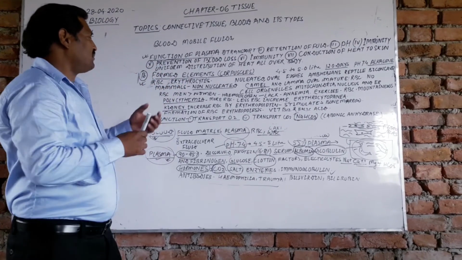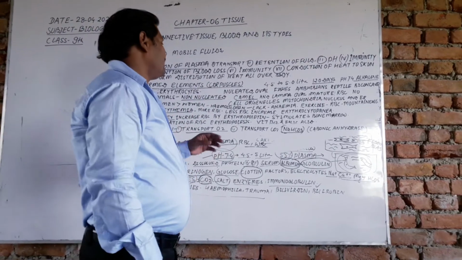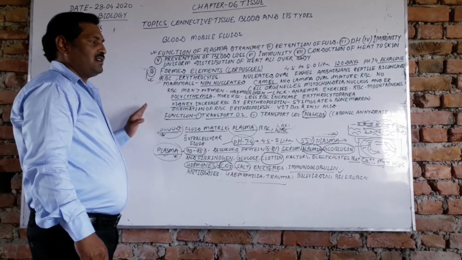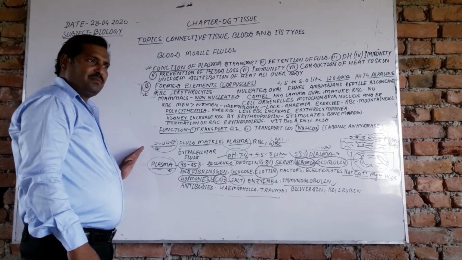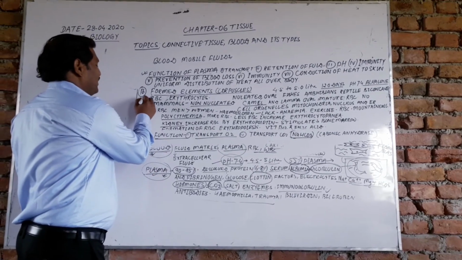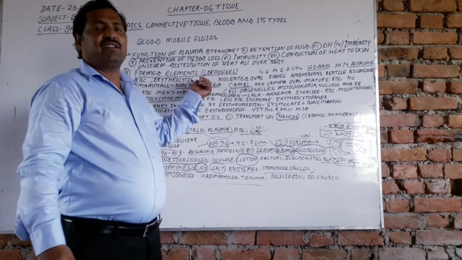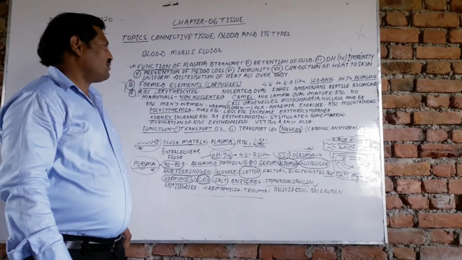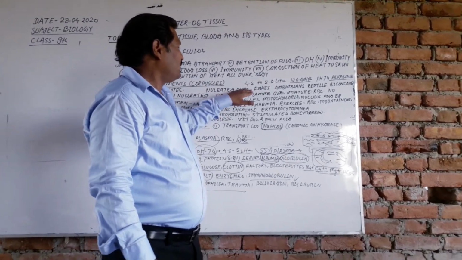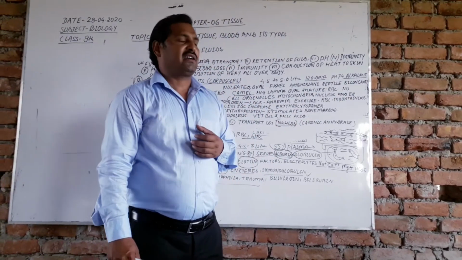Now we have the formed elements, also known as corpuscles. These corpuscles are: first the RBC, second the WBC, third the platelets. We are going to start with the first formed element, the RBC. RBC is also known as erythrocytes. Erythrocytes are nucleated and oval in fishes, amphibians and reptiles, and the shape is biconcave.